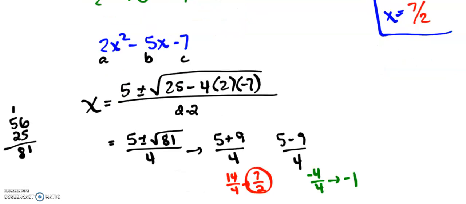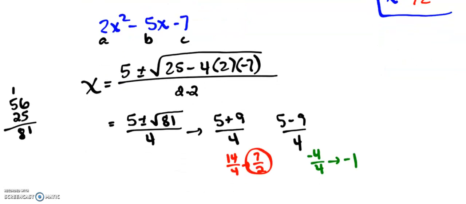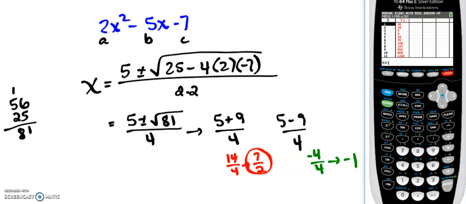So I found all three of my zeros. If I look back at my calculator on my graph, it looks like I am crossing at 7/2, which is 3.5, and I'm crossing at negative 1. So everything checks out okay.